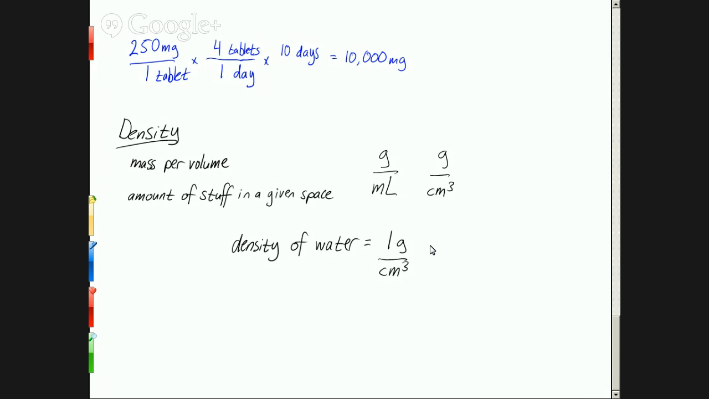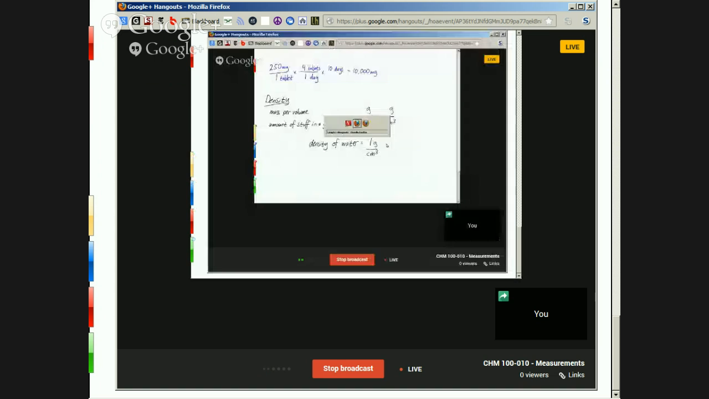So let me pull up this table of some densities. Whoops, I forgot to get it started here.